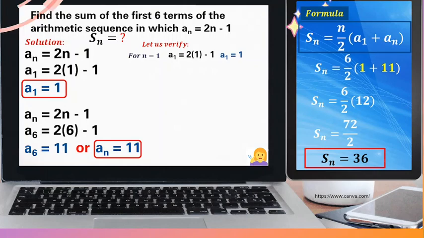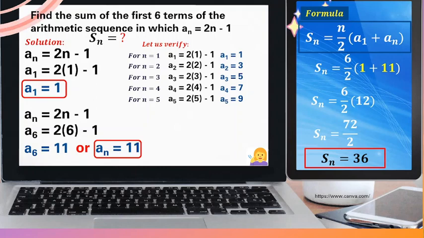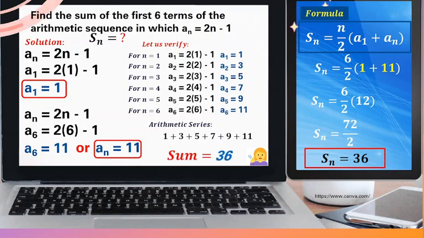To verify, we simply substitute all the values of n from 1 to 6 using the given rule, A sub n equals 2n minus 1. So 1, 3, 5, 7, 9, and 11. Then getting the arithmetic series, using your calculator, the sum is 36.